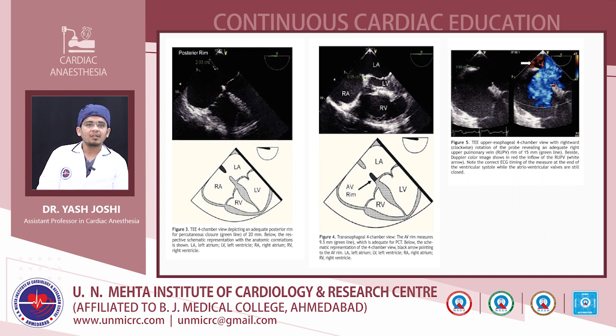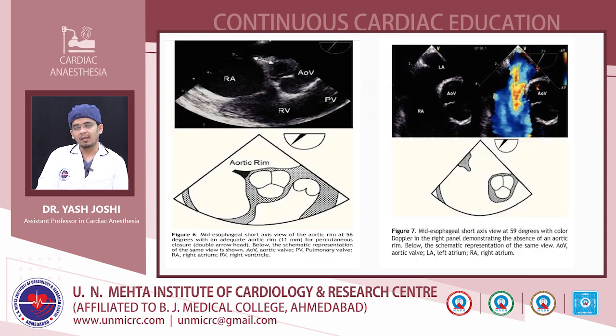Now in this TEE image, in the first image we can see the 4-chamber view of the TEE, and it depicts the posterior rim. In the schematic diagram we can see this posterior rim. In the second image, it is also a 4-chamber view of the TEE, and we can see the AV rim, that is the anterior-inferior rim. From the 4-chamber view, while rotating the probe in the clockwise direction, we can see the right upper pulmonary rim in this third image as well as the flow across the ASD.